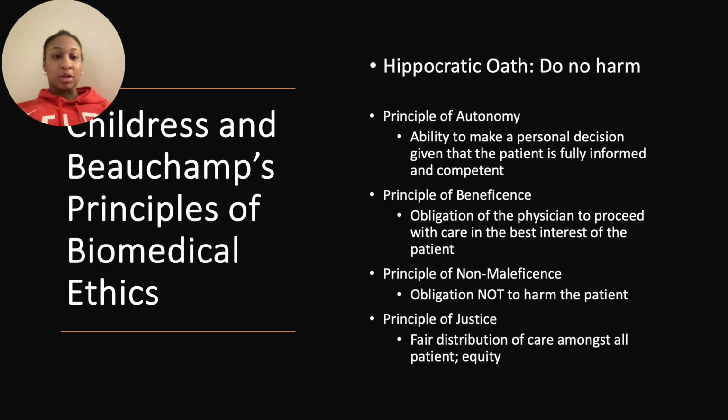So I want to bring up Childress and Beauchamp's principles of biomedical ethics. As physicians, we take an oath called the Hippocratic Oath that has an overarching goal of do no harm to the patient. In order to uphold this, these four principles help us to keep them in mind as we go about our practice. So the first one is autonomy. This is just allowing a patient who's fully competent, fully informed, to make a medical decision for themselves.